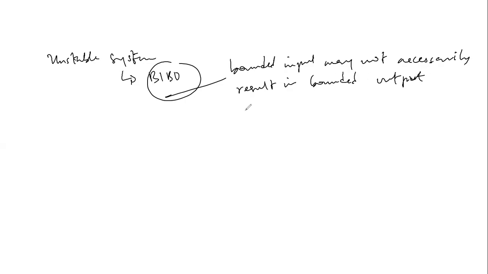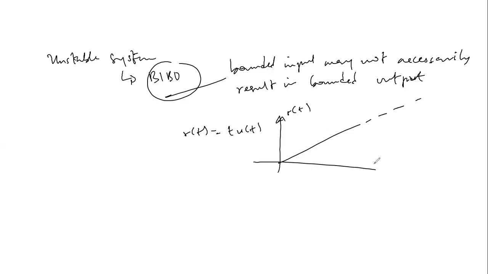An example is the ramp function r of t, which is the same thing as t times u of t. And see, the output extends to infinity. So it is not bounded to a particular amplitude value, but rather just extends to infinity. So it is not a stable system. Okay, that's fine. Now let us go straight into the business of the day.